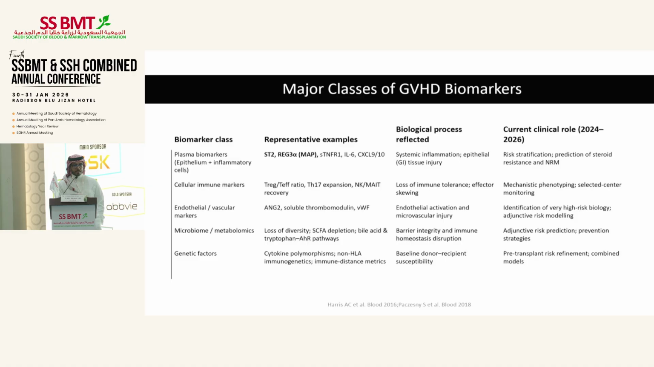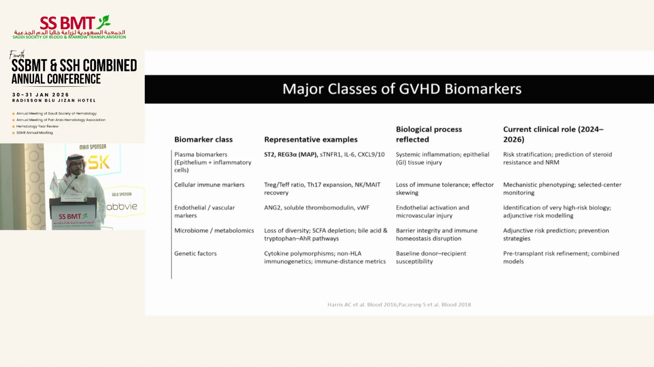The fourth major category is the microbiome and metabolics, and they usually reflect barrier integrity and immune homeostasis disruption. Typical loss of the normal microbiome is an adjunctive sign of, or maybe another risk predictor for, gut GVHD. That's why there is, for example, lots of talk about the use of prophylactic antibiotics in transplant, because it may disrupt the microbiome and increase the risk of acute GVHD.